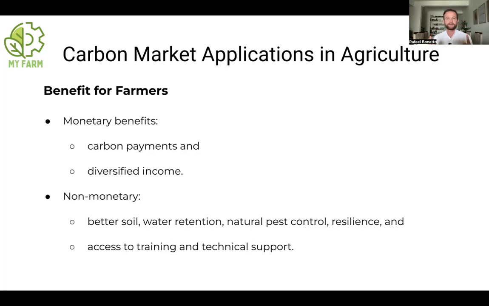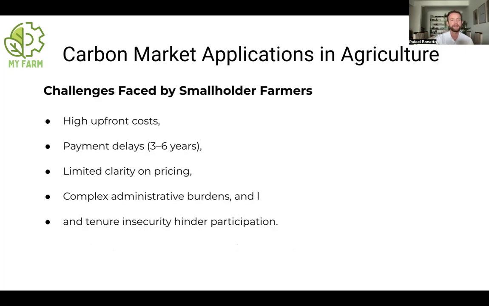Not even one of the projects I have seen and come across in my professional life has not provided farmers with technical assistance, technical support. And that's why it's non-monetary, but will reflect on sustainability as a whole and monetary funds in the long term, okay? Challenges faced by smallholder farmers.